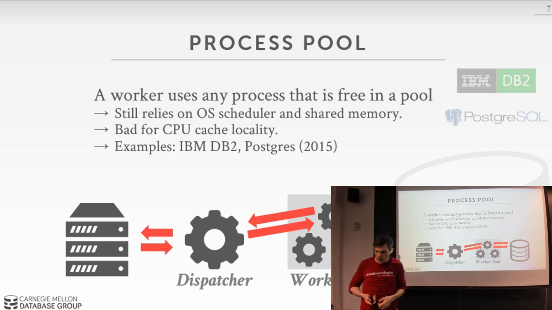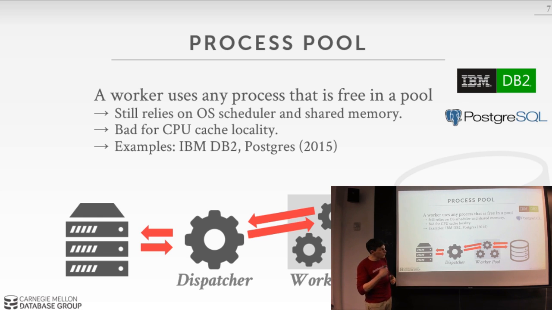So this is actually how Postgres is moving more towards this approach. In Postgres 9.5, they started adding support for parallel queries, again, running queries on multiple cores, and essentially they were doing this approach. And I think as of Postgres 10, they have a more aggressive strategy for doing this. So I think most queries now can run across multiple workers. And then of course, IBM DB2 does this as well.